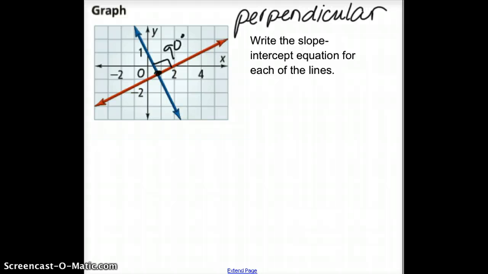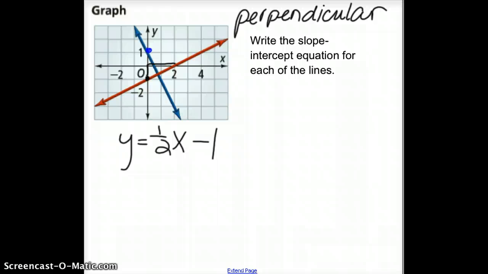All right, let's write equations of these two lines to find out what perpendicular equations have in common. Let's look at the red line. Y-intercept of -1, slope up 1 over 2. That's for the red line. All right, let's look at the blue line.